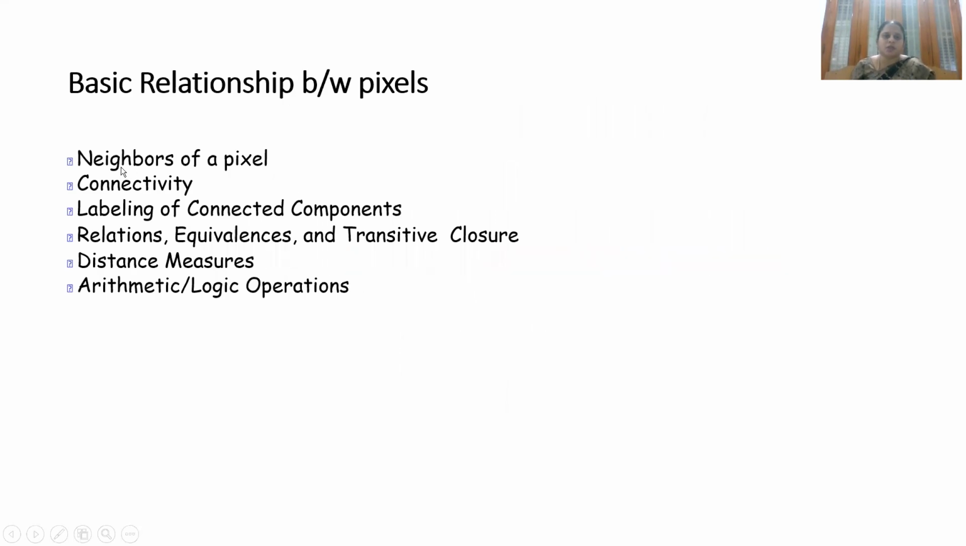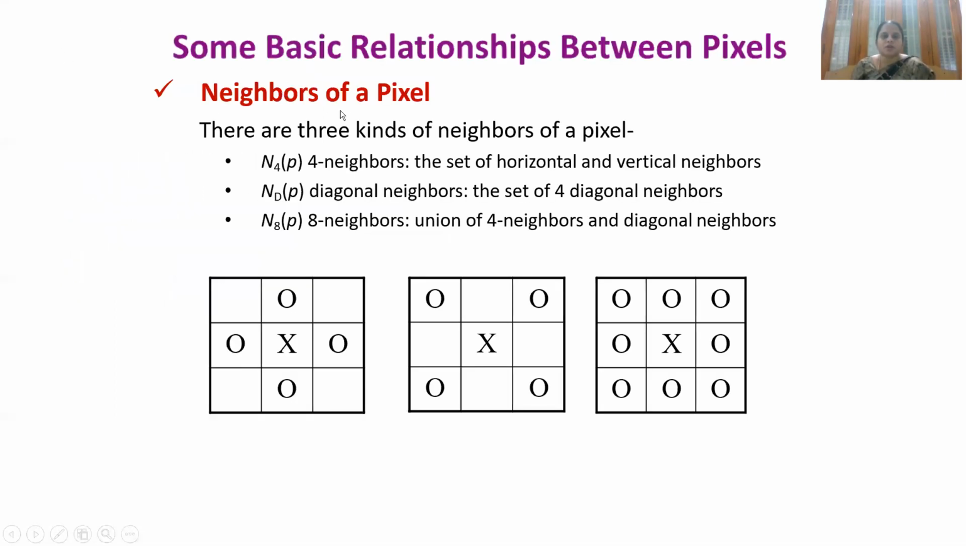Here first we are going to see the neighbors of a pixel, later the connectivity between the pixels, then the connected components, how to label the connected components, and distance measures, logical and arithmetic operations. All that we are going to discuss in this relationship between the pixels. So first we will see what the neighbors of a pixel are.